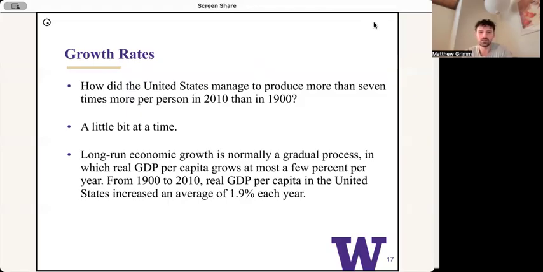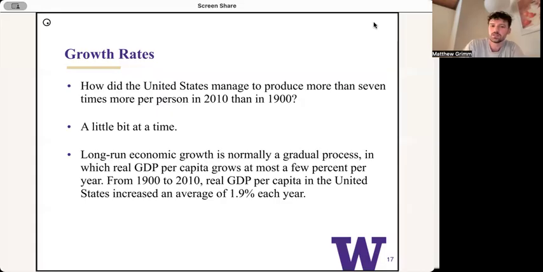How did the United States manage to produce more than 7 times more per person in 2010 than in 1900? Let's take this a little bit at a time. Long run economic growth is normally a gradual process in which real GDP per capita grows at most a few percent per year.